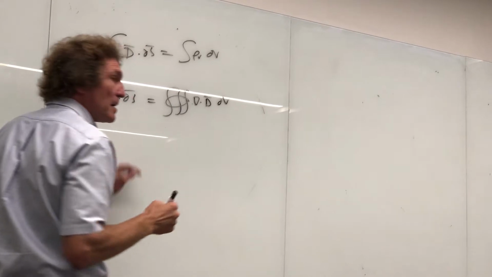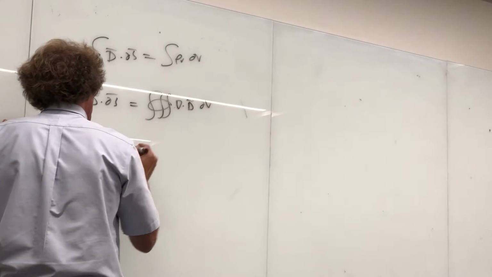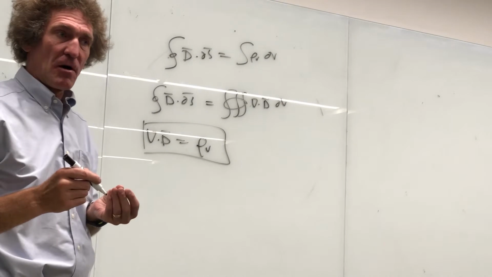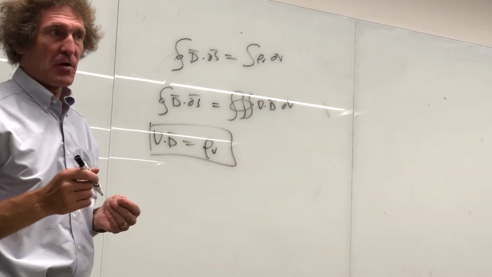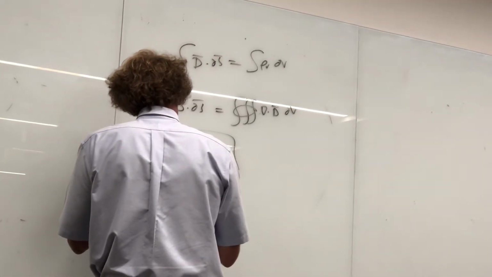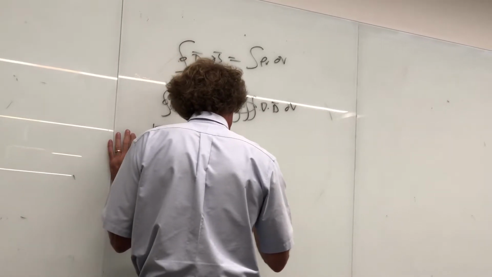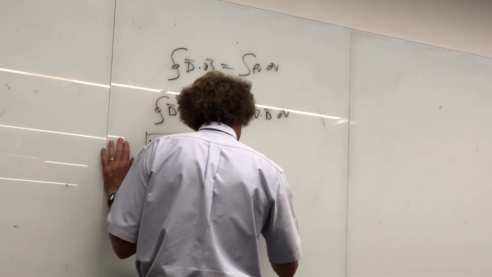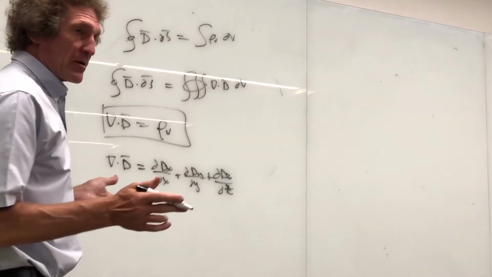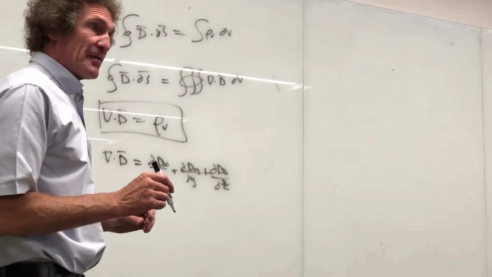dV. Now, the divergence of D, just look up here, is equal to the volume charge density. This is the divergence form of Gauss's law, or the differential form. You follow me on that? Now, the divergence of D in Cartesian coordinates is just dDx/dx plus dDy/dy plus dDz/dz. It is a scalar operator. So the result of a divergence is a scalar, not a vector.